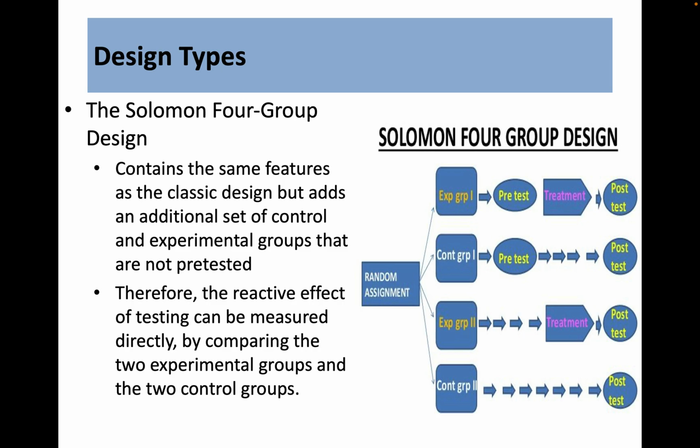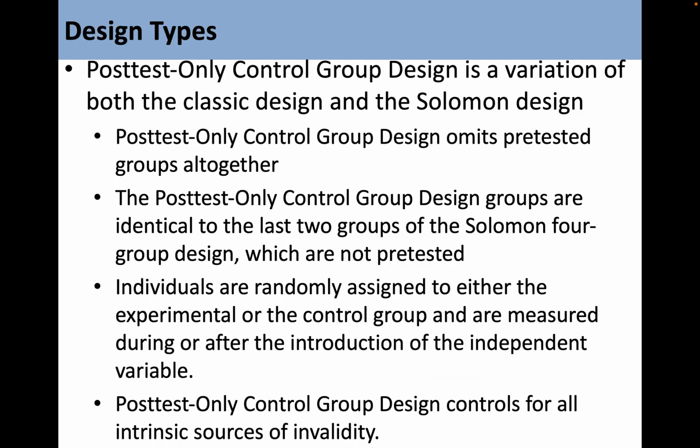Even the classic experimental design, the probability of you using that design isn't very good, but it teaches you what research is all about, or how research works, so that you can think about doing your research in a scientific manner. That's what we're trying to teach you right now. You don't really need to memorize this stuff, but you need to understand it so that you understand the scientific method. I hope that's as clear as mud. Therefore, the reactive effect of testing can be measured directly by comparing the two experimental groups and the two control groups. They've created two controls and two experimental groups, and now they're going to compare the two types of groups.